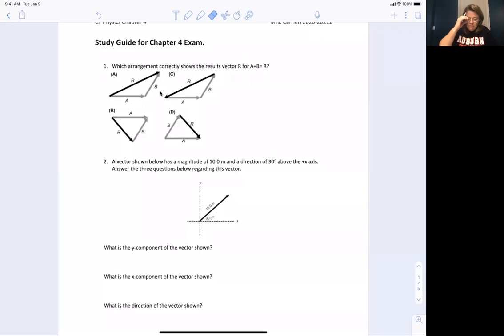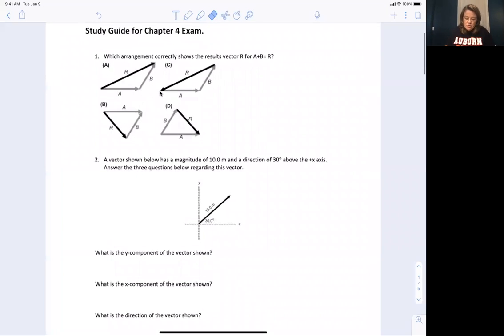All right, we didn't have time to go over this in class this week, but I'm going to make sure that you have it for your studying purposes. This is the study guide for the chapter 4 exam that we would have had.